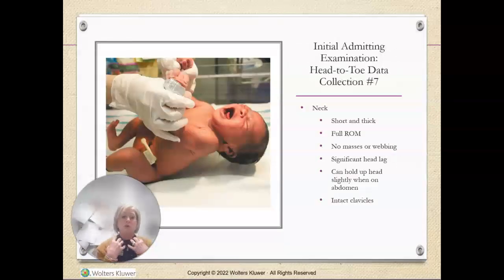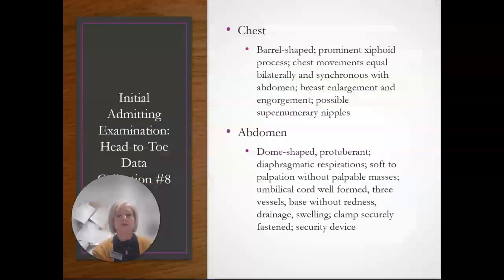Neck. It should be kind of short and thick. They should have full range of motion of their necks. There shouldn't be any masses, anything like that. They should be able to hold their head up when on their belly. Maybe not for long, but they should be able to hold their head up. When you pull them up by their arms, their head might lag, but then they should start trying to pull their head up. Their clavicles should be intact, so you will feel for any broken clavicles from coming through the birth canal.